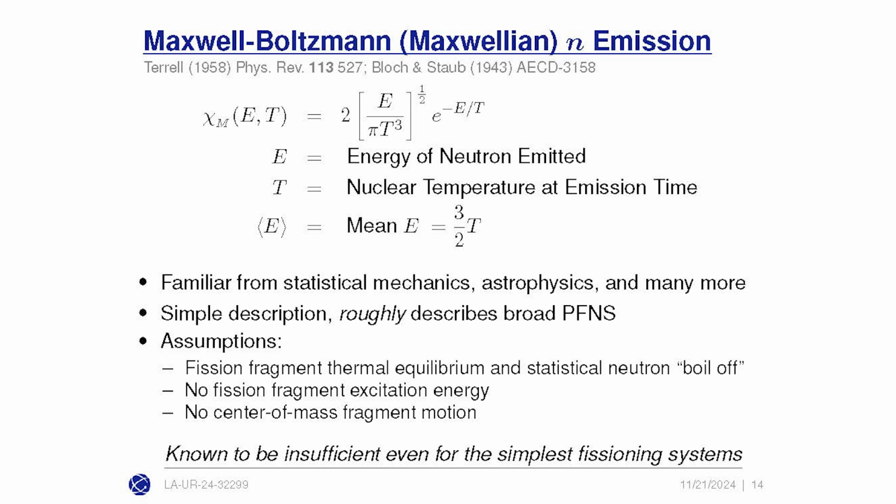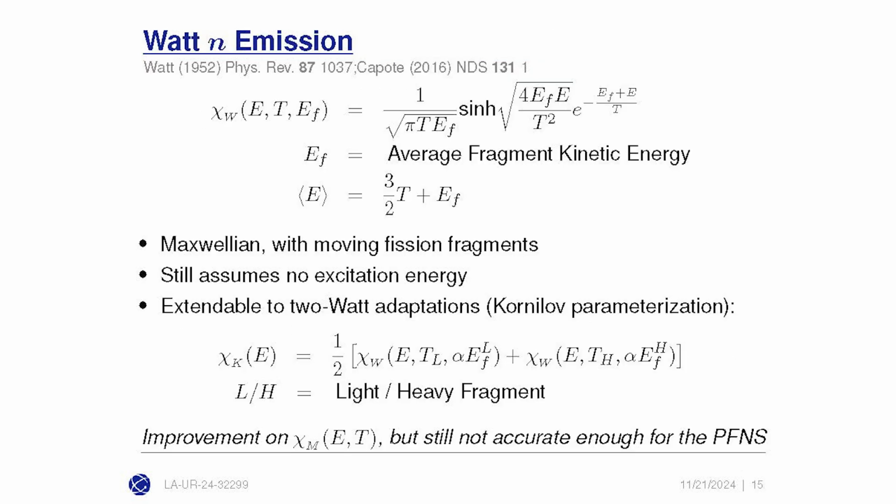Some assumptions though are that the emitting fission fragment is at thermal equilibrium, and so you have a statistical neutron boil off. The fragment excitation energy doesn't exist, and there's no center of mass motion. So these are some pretty important deficiencies of this kind of description, and that's why we use it just for ratios, because it's simple to say I did a 1.5 MeV Maxwellian or 1.3 MeV, because everyone knows what you mean, and there's even a simple way to get the average energy of the spectrum from the temperature. But we know this is insufficient for even the simplest fissioning system. Spontaneous fission is even too complicated for this.